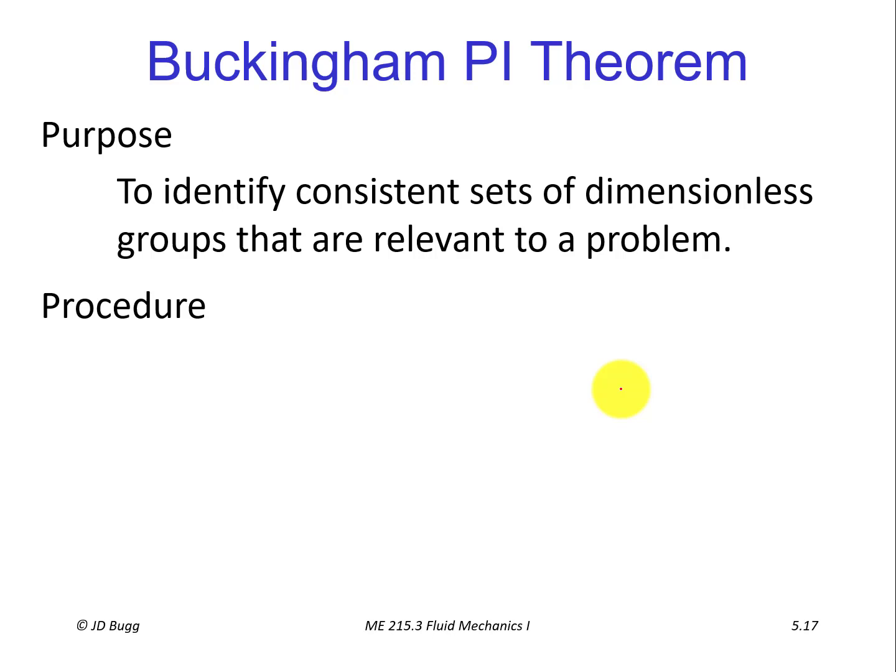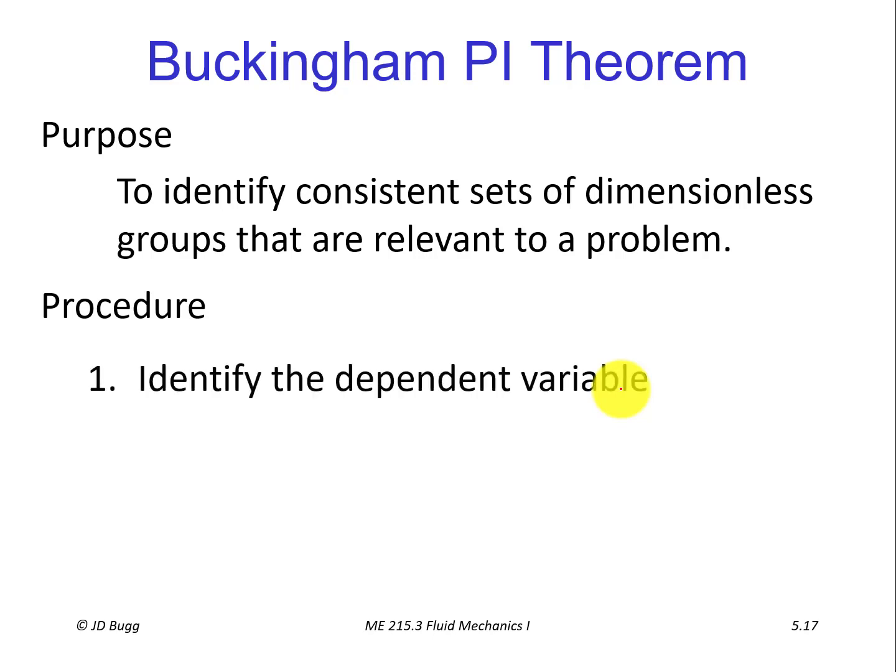Well, the very first step is to identify the dependent variable. And by that I mean, what quantity are we interested in studying? So the example we're going to do here in a little while is the drag force on an airfoil. So the drag force would be the dependent variable. In other words, the variable that is dependent on several other things. So step 1, identify the dependent variable.